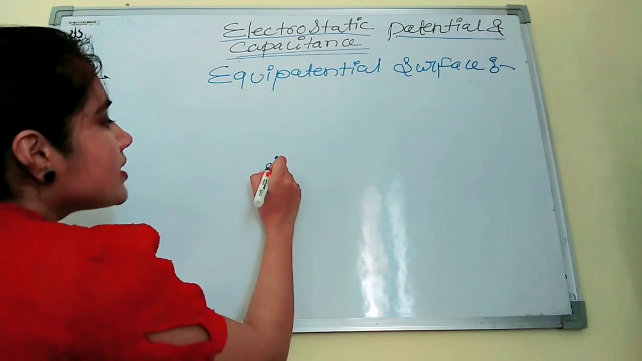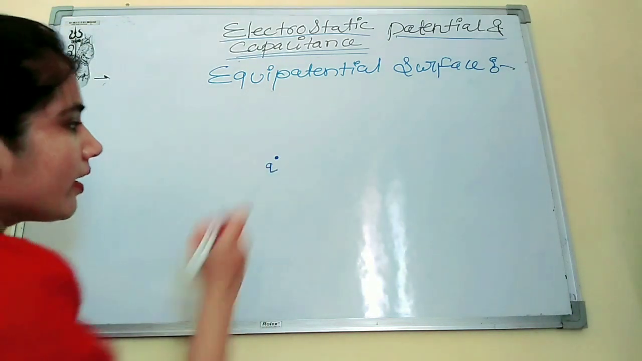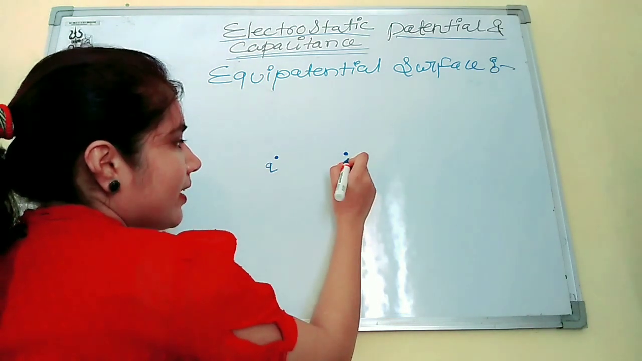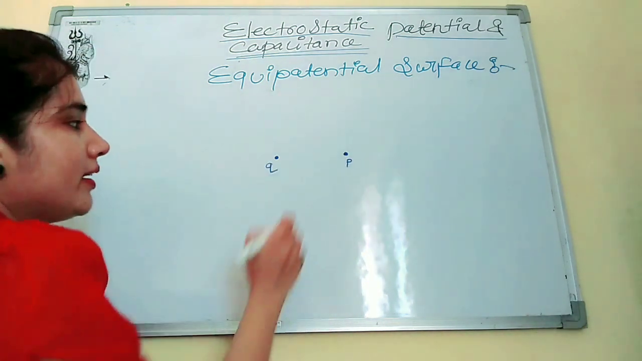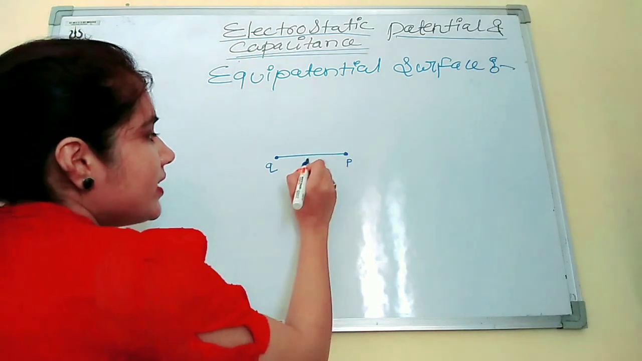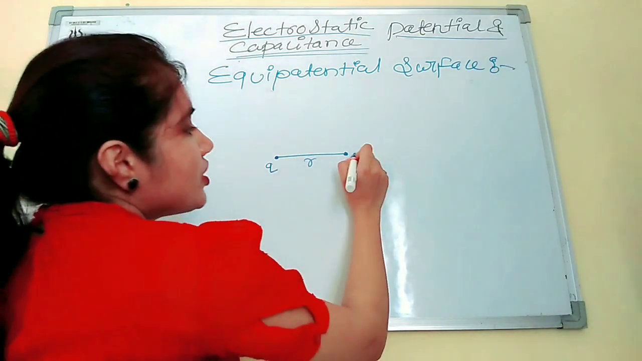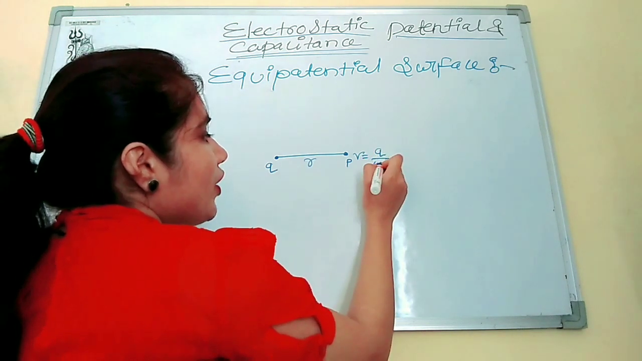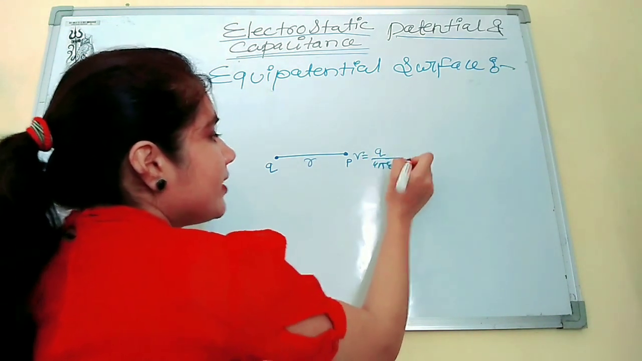Any charge Q is placed here, and we have to find the potential at this point. We are marking it P, and the distance between the points is R. So the potential will be simply, by the formula, Q by 4 pi epsilon naught R.